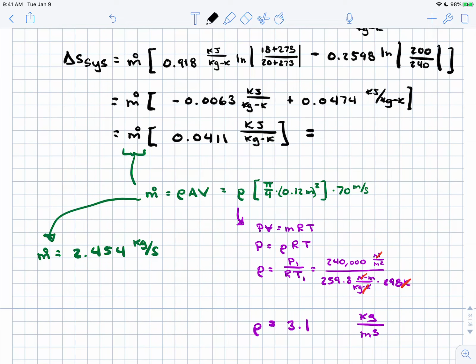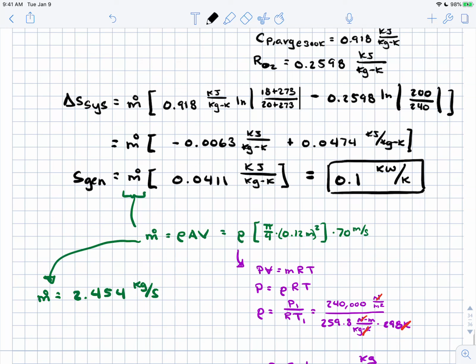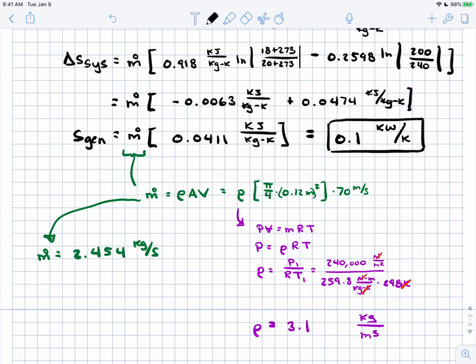If we go ahead and finish this problem, we have 0.1 kilowatts per K as our change of entropy in our system, which we have determined to be the same as the amount of entropy that is generated for this system as well. So hopefully that problem was helpful, dealing with the ideal gas and looking at the entropy generated for a system and how we approach that for an ideal gas.